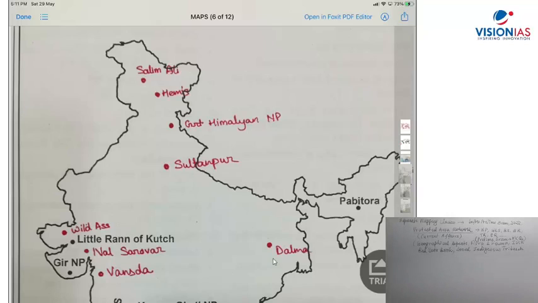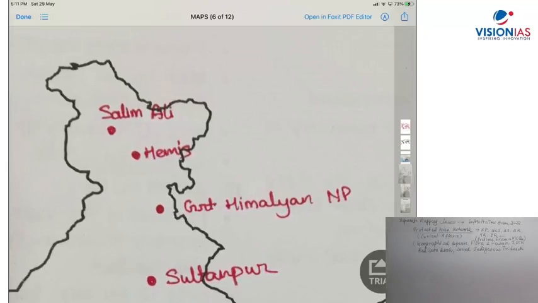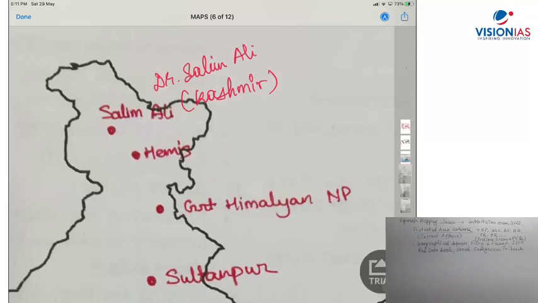When you look into the mapping part, let's say for example, here I have given Salim Ali. That is in Kashmir. So the location part, you have to know. It's famous because it's named after Dr. Salim Ali, a famous bird scientist of India. So there is a bird sanctuary named after Dr. Salim Ali in Kashmir.